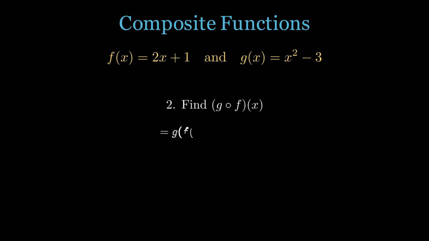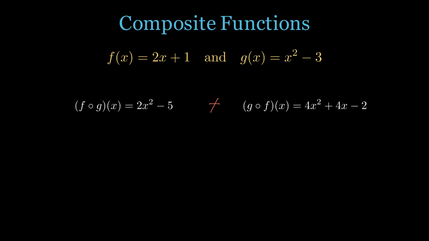Now the other way round, first f, then g. Replace x in g with 2x plus 1, and square it. Expanding and simplifying gives 4x squared plus 4x minus 2. Look closely, f of g is not the same as g of f. They are different. The order matters.